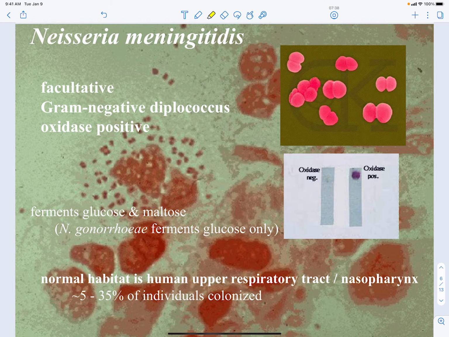Now our next guy is Neisseria meningitidis. Neisseria is a facultative gram-negative diplococcus, and this is oxidase positive. So oxidase is a very fast test. You can basically do it on a filter paper. Neisseria is also going to be able to ferment glucose and maltose. The exception is Neisseria gonorrhoeae that ferments glucose only. These guys are going to inhabit the upper respiratory tract, the nasopharynx, and anywhere from 5 to 35% of the individuals in a population are colonized with Neisseria.